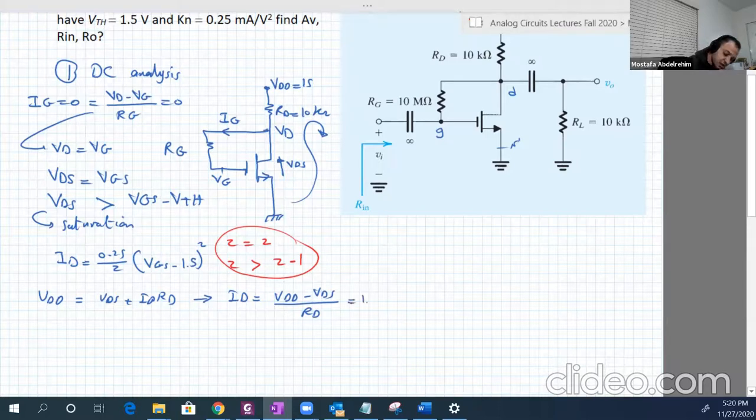Which is basically 1.5 minus 0.1 VDS. So 1.5 minus 0.1 VDS equal to 0.125, which is 2.25 over 2 VGS square. 1.5 square would be VGS, or 1.5 square. This would be plus minus 3 VGS.